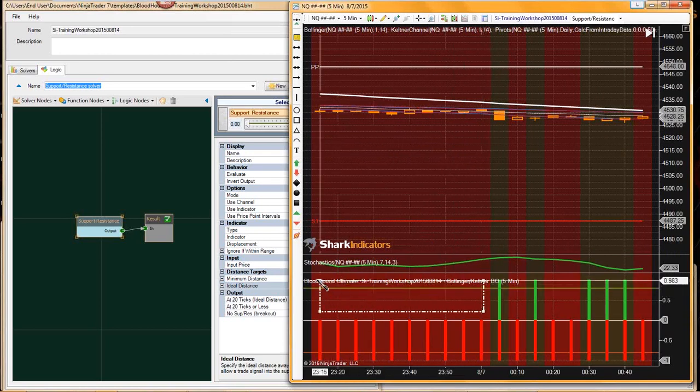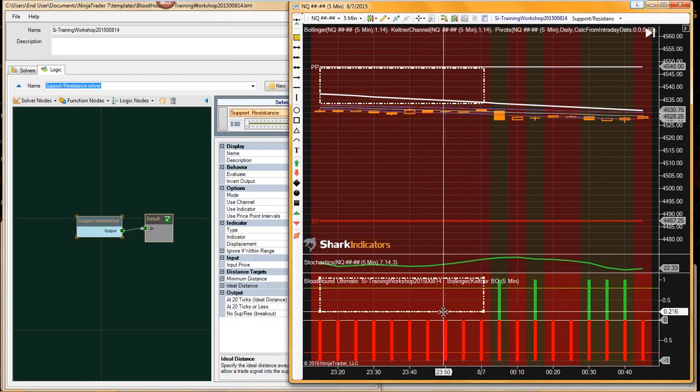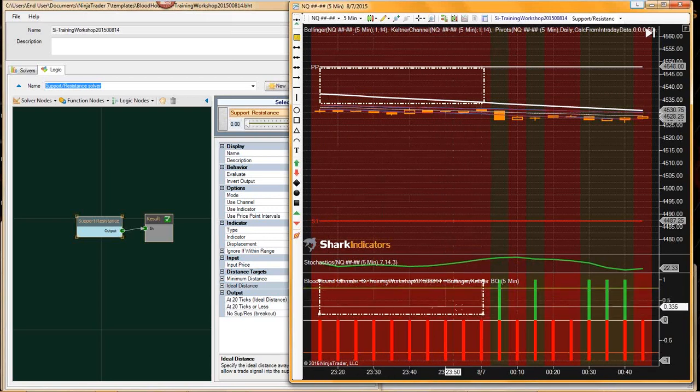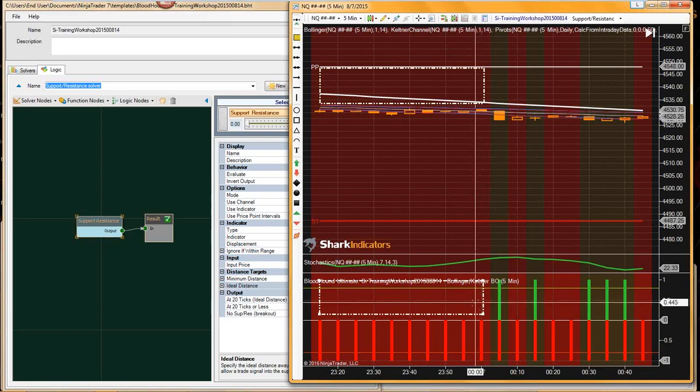So now we can see we have a bunch of bars where essentially price is too close to the PP line to take a long trade into that resistance line. And we know that because there's no long output anymore. So the solver would not give us the permission to take a long trade, right? So another way of saying that is that the solver would filter out any long trade signals. It would remove them.